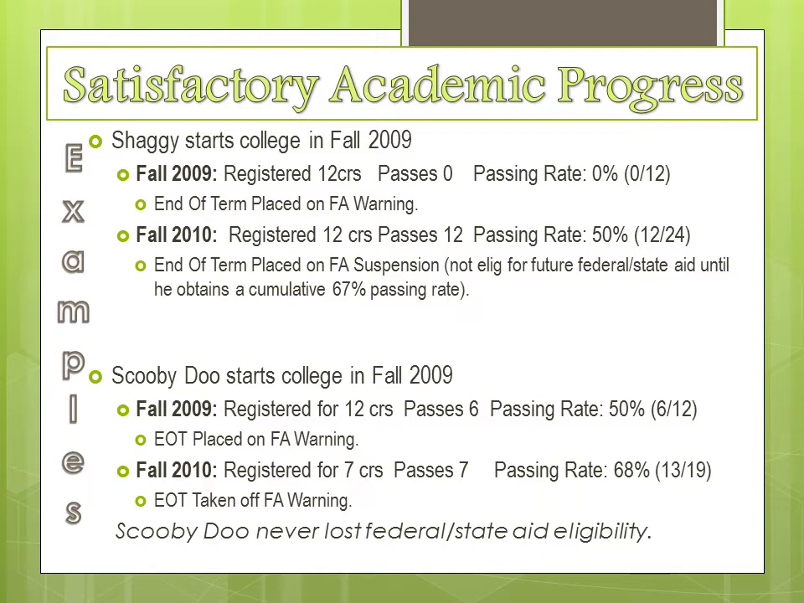When he returns in fall 2010, he registers for 7 credits and passes 7. His passing rate at this point would be 68%, which would be the 13 hours from fall 09 and fall 10 divided by the number he attempted from fall 09 and fall 10, which is 19. So we would take him off of financial aid warning at the end of fall 2010. So Scooby-Doo never loses federal or state aid eligibility.